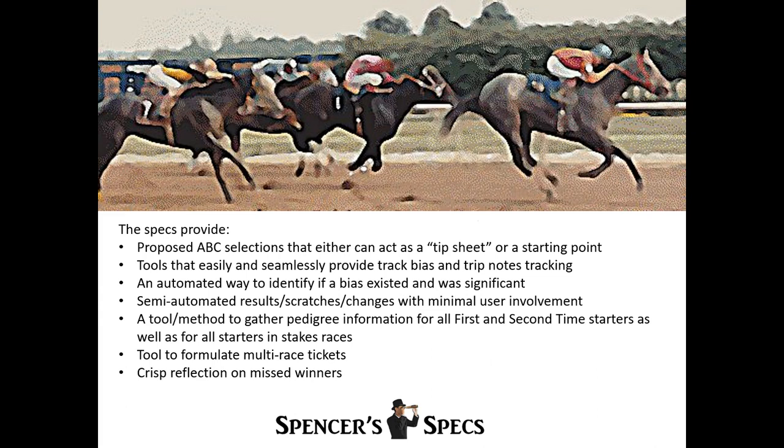So the specs provide this proposed ABC selection. It'll give you a ranking of the horses. It'll suggest whether or not you should use them as A's, B's, and C's. It addresses maybe a lower ranked horse that has a pace advantage, or maybe a lower ranked horse that's a first or second time starter that has other things going for it other than how it's done in the afternoon's racing. Obviously first time starters, we have no racing data on them, so we have to have a way to look at those horses and consider them.